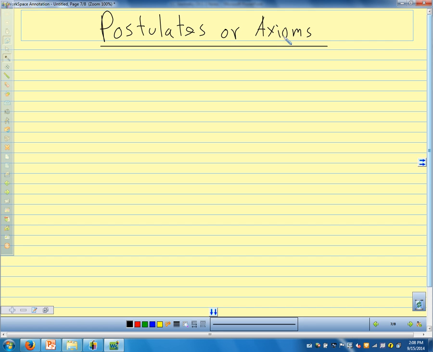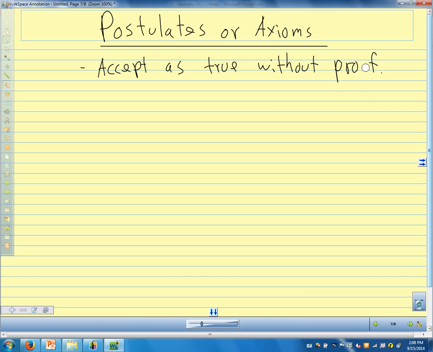And just like with our terms, we have to start somewhere. So postulates or axioms are something that we accept as true without proof. So we have to start somewhere. So some things we can't prove. They just seem to make so much sense that we say, okay, we're just going to say, yes, those are true. So that's what we're going to talk about next, our postulates or axioms. Our postulates or axioms involve two things.